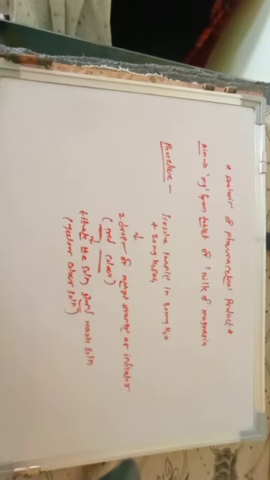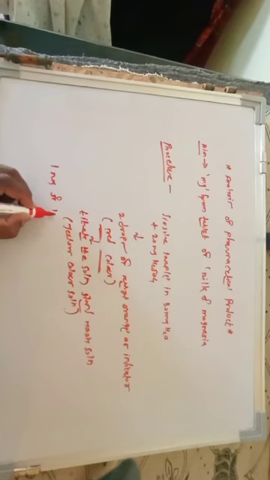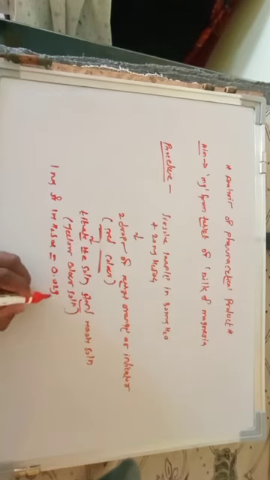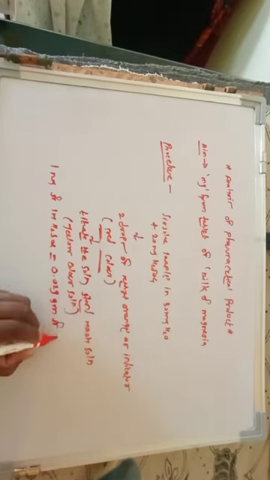So the procedure is very simple. You have to dissolve this sample of milk of magnesia in excess acid, then add methyl orange as an indicator and titrate the excess H2SO4 present in your solution with NaOH until a yellow color appears. For calculation, 1 ml of 1 normal H2SO4 is equivalent to 0.029 gram of magnesium hydroxide.